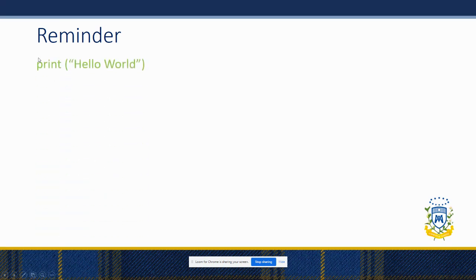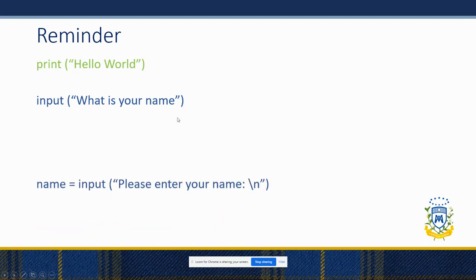So just a quick reminder, if you want to print a string, so text, you write the word print, open brackets, put your string into your inverted commas, close your bracket, and that will print out those words. If you want to ask the user for some input, you're going to say input. That's the question that will appear on their screen, and then they write their answer.